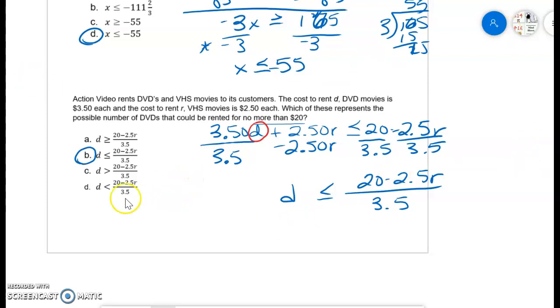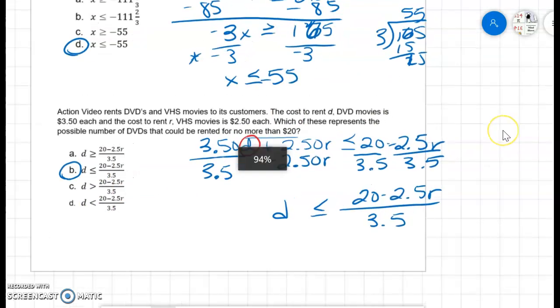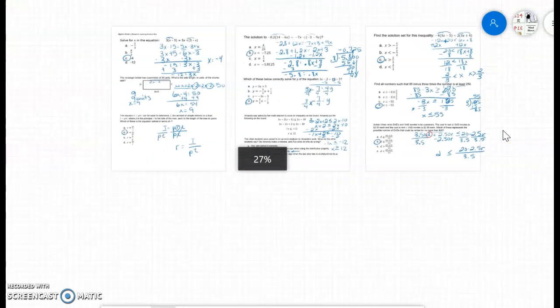Some of you did put D for no more than. I did still take that, but please be careful with your words and your inequalities.